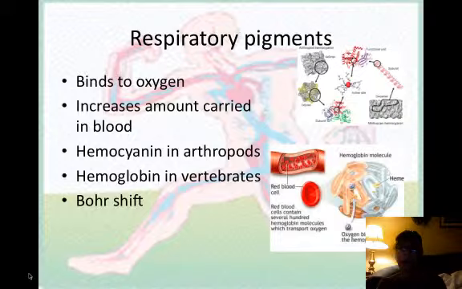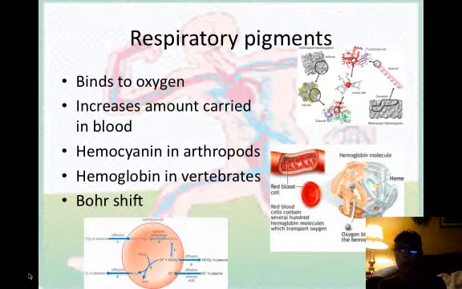Hemoglobin can carry 4 oxygens. When oxygen binds to one subunit of hemoglobin, it changes the shape of the other subunits, increasing the affinity for oxygen. When one unloads or releases its oxygen, the others quickly follow.